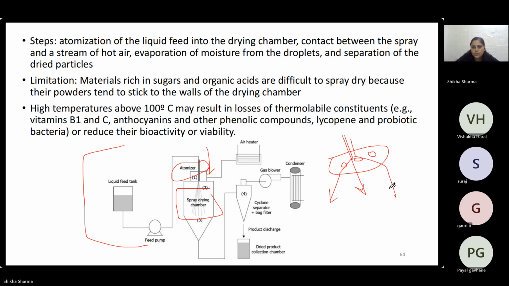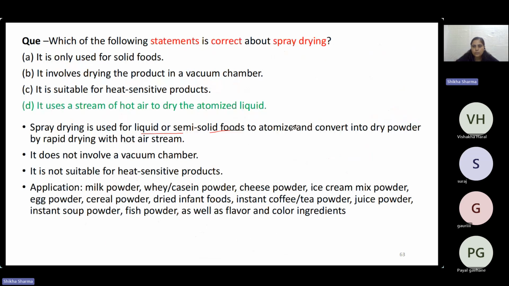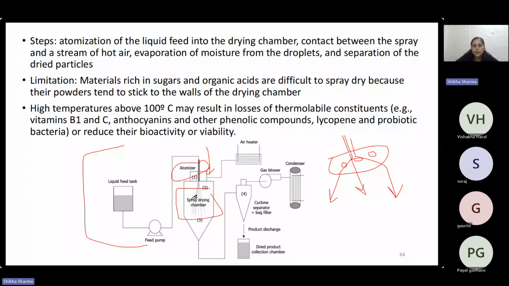So liquid jets will be there, and it will atomize, and then it converts into dry powder by rapidly drying with a hot air stream. So in this chamber, hot air is also coming from this air heater. So a stream of liquid is coming like this, and hot air is going like this. This hot air will take all the moisture, and the product will be dried and come out at the bottom.